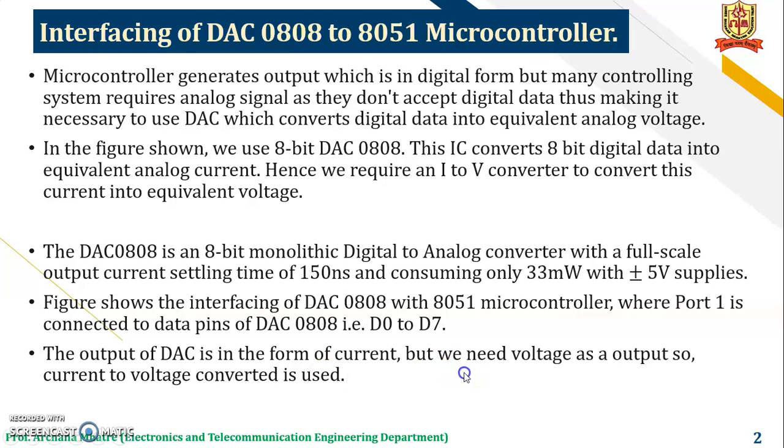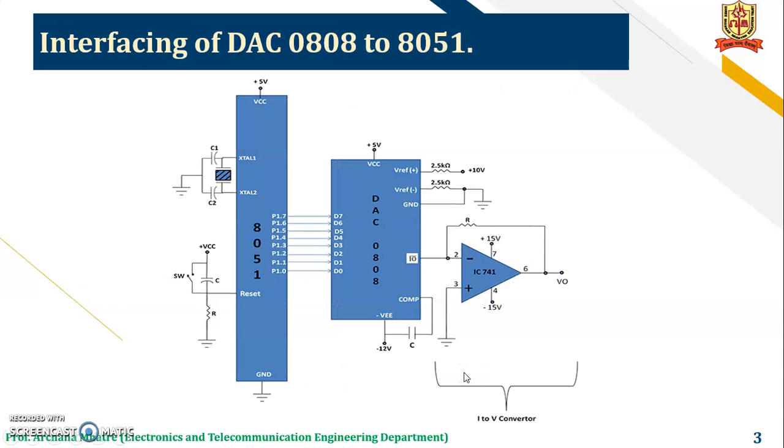So this is the interfacing diagram of DAC 0808 with the 8051 microcontroller. Here the output of the DAC is in the form of current, so to convert the current into voltage, a 741 op-amp is used. The DAC is connected to port 1 of the 8051 microcontroller.